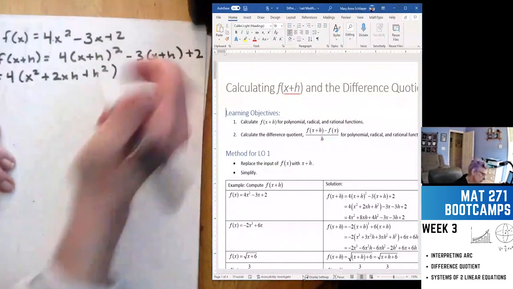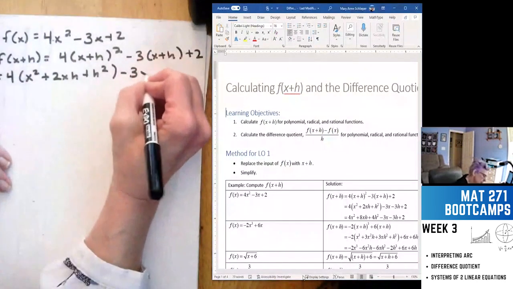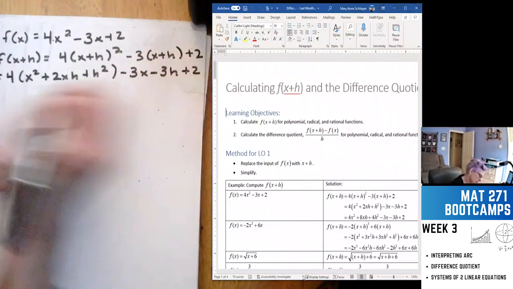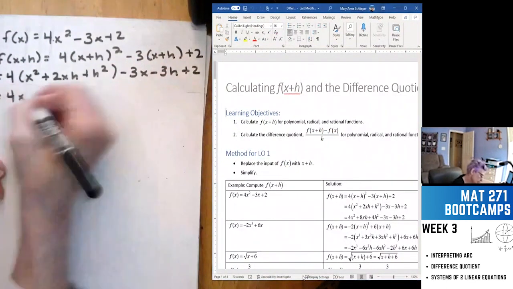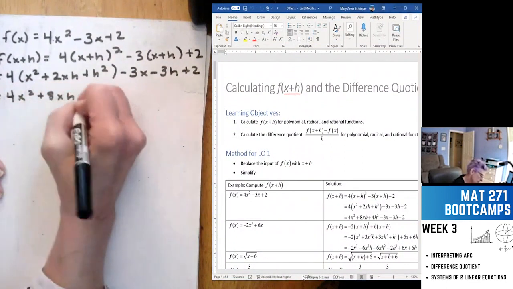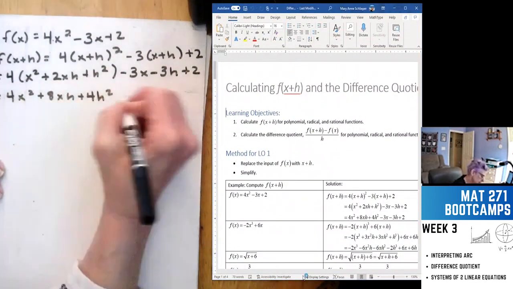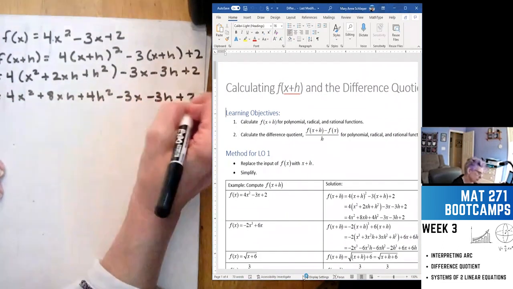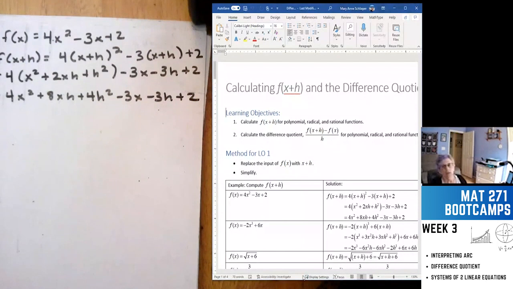And I'm going to go ahead and distribute this 3 through the parentheses. And then I'll distribute that 4 through the parentheses. It's nothing hard, it's just tedious, and you need to be very careful with your parentheses.